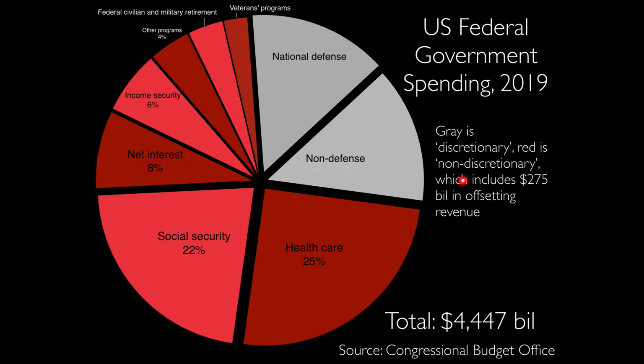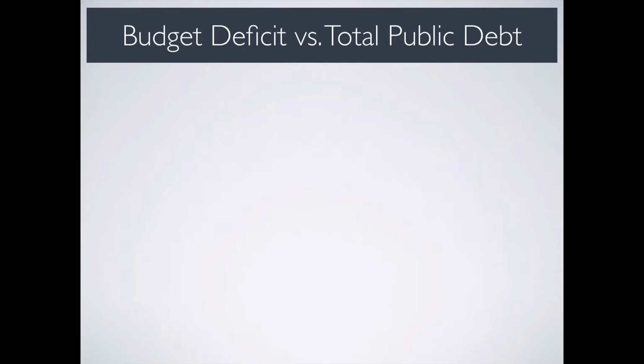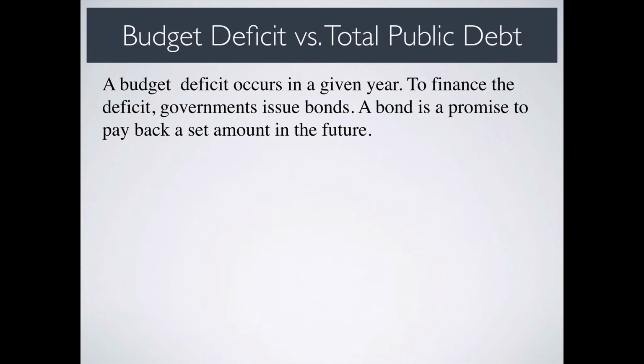Just as a side note, some of these red categories, which are non-discretionary, include $275 billion in offsetting revenue. So the total is $4,447 billion. It's about $4.4 trillion in spending, and we can see that the spending is greater than the revenue. We have to also distinguish between a budget deficit, which occurs in one year, versus the total public debt. So again, a budget deficit occurs in a given year.